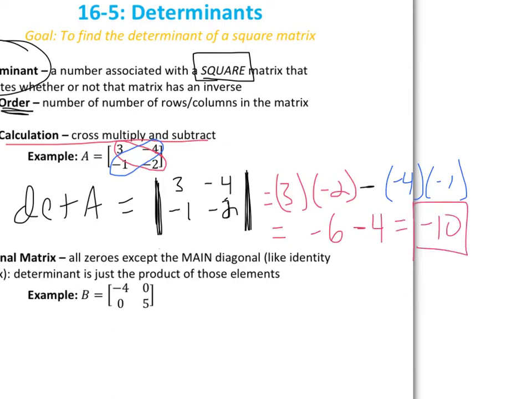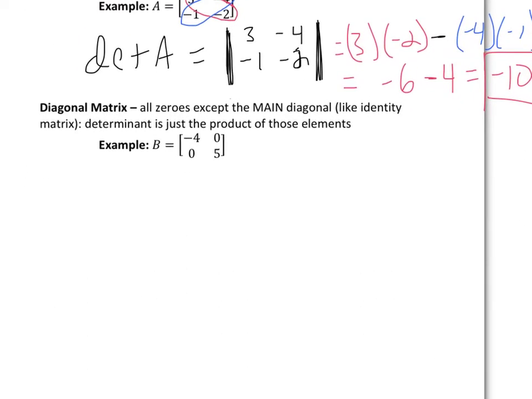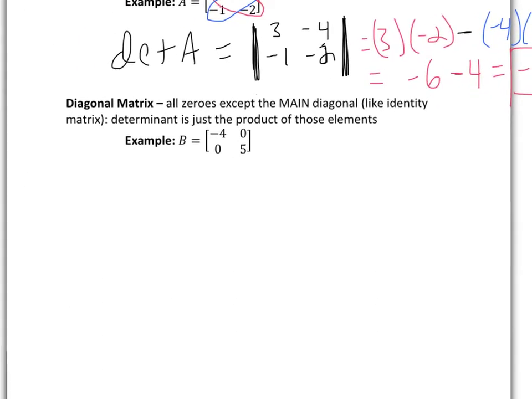Very, very simple. Now, one special case here is a diagonal matrix. A diagonal matrix is defined by having all zeros except for the main diagonal, like an identity matrix, so that top left to bottom right diagonal. If your matrix has only non-zero numbers there, then you can just multiply all those together to get the determinant really quickly. So the determinant of B here is just going to be negative 20. That's a really special case. You won't use it too much, but it's a nice little trick.